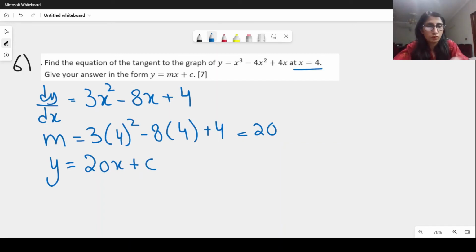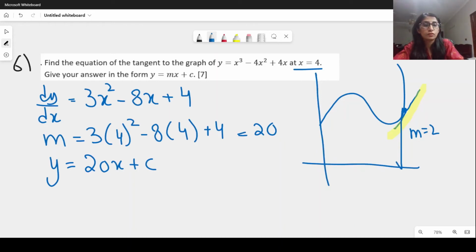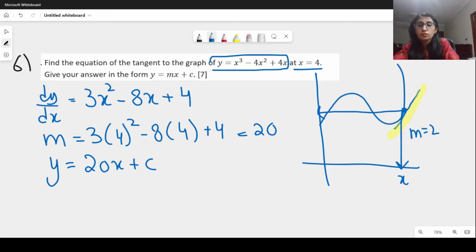So basically what they're asking for, it's a cubic curve. So it would look something like this. Let's say x equals to 4 is here. So they're asking you to find the equation of this tangent. So you've already found the slope for this tangent that came out to be 20. Now x is 4 over here. This x is 4. You can find the value of y over here by substituting x is equals to 4 in the original equation. So that's what I'm going to do now. So I know that x is 4, however, I don't know the value of y. So for that, I'm going to substitute 4 in the original equation.